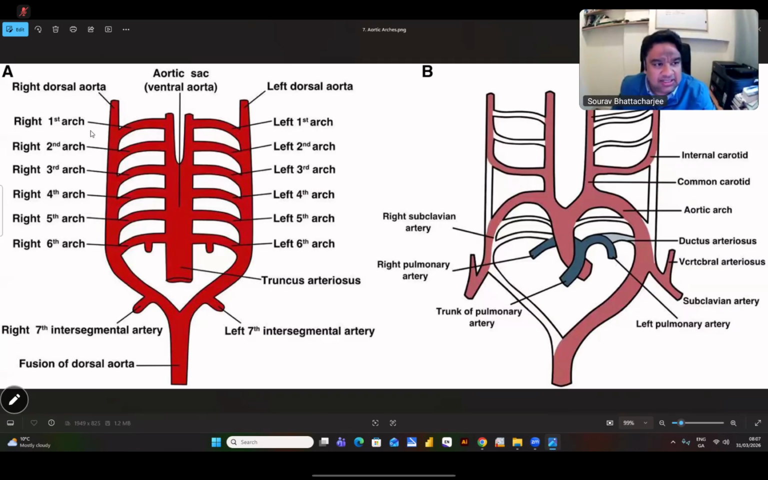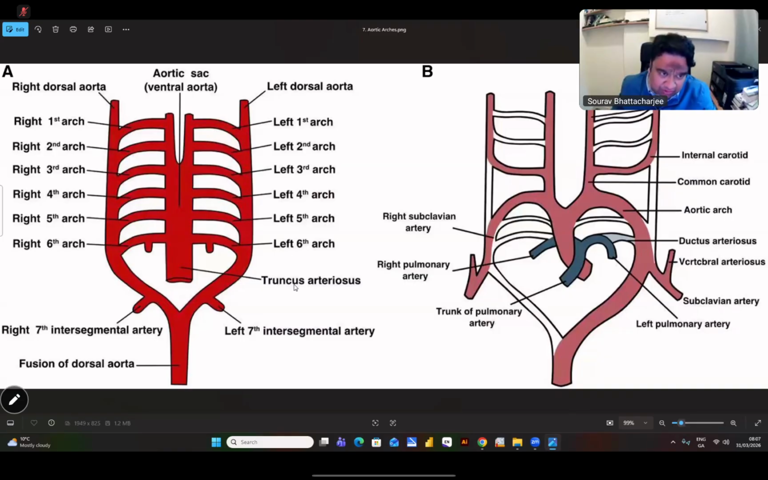This is the right first arch, this is the left first arch, second arch, right and left, third arch, right and left, fourth arch, right and left, fifth arch, right and left, sixth arch, right and left. This 5th arch will disappear. As we were discussing, the 5th arch originally develops, but then it disappears.